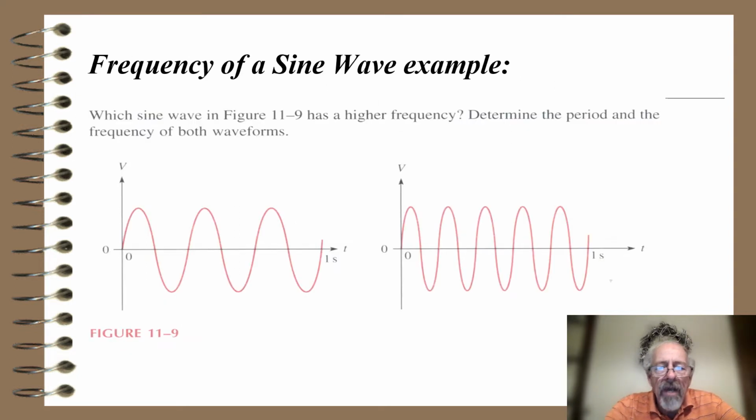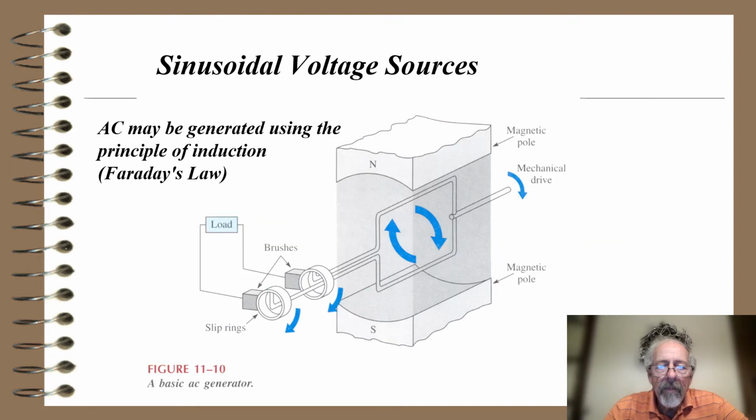Here we see two sine waves. The question is, which has a higher frequency? That's very easy. It's the one with the more cycles, if they both occur in 1 second, and as you look at diagram 11.9, they both do. On the left-hand side, I've got 3 cycles in 1 second. On the right-hand side, I've got 5 cycles in 1 second. So the higher frequency is on the right-hand side, 5 hertz.